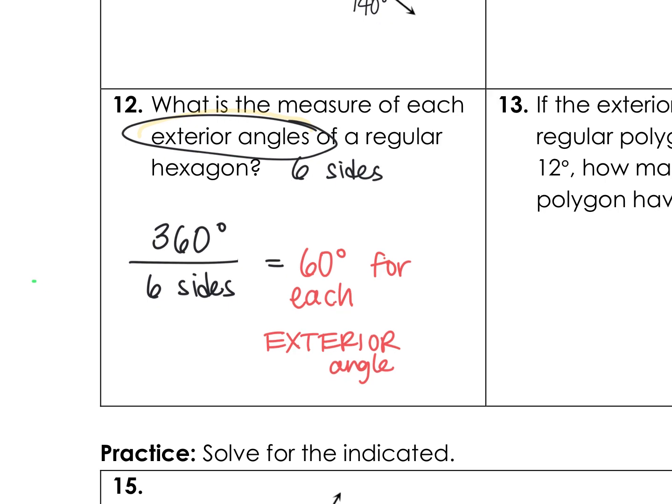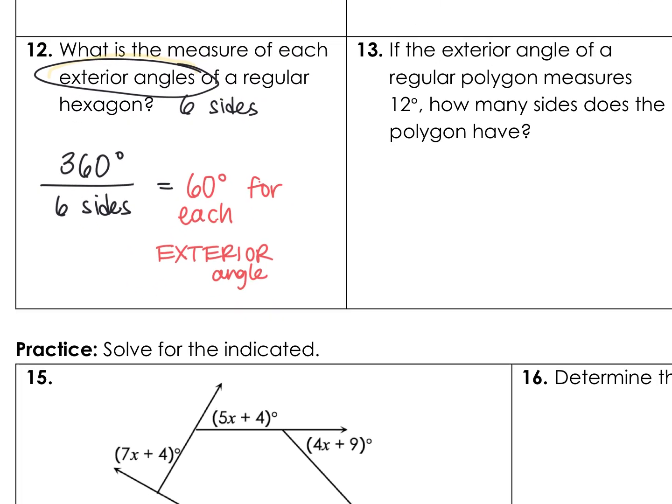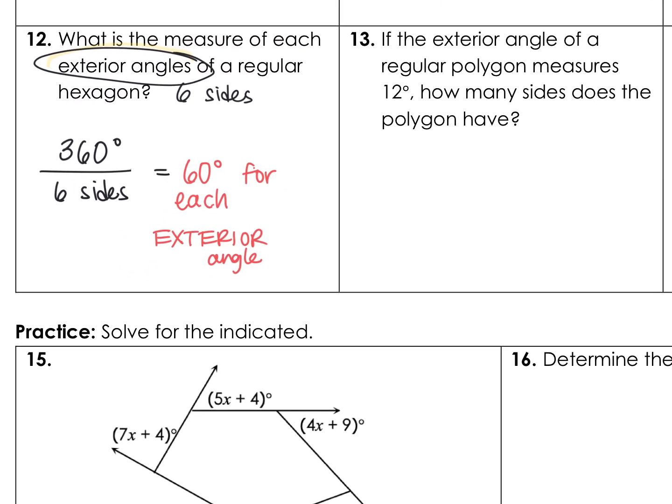So on number 13, we're going to start to go backwards a little bit. If the exterior angle of a regular polygon measures 12 degrees, how many sides does it have? Okay. Here's what you do in order to get that. I know that I have 360, and I divide by what? n, to get my measure. And that would get me 12.